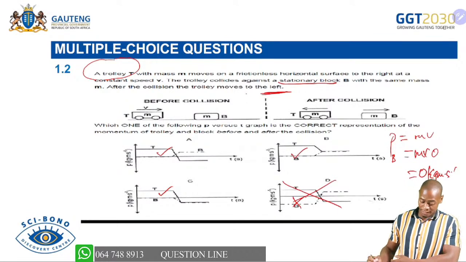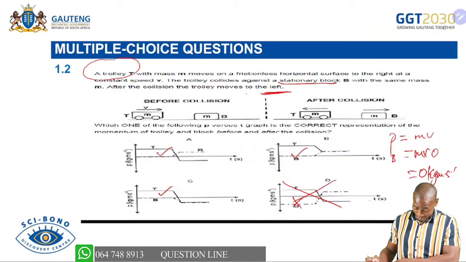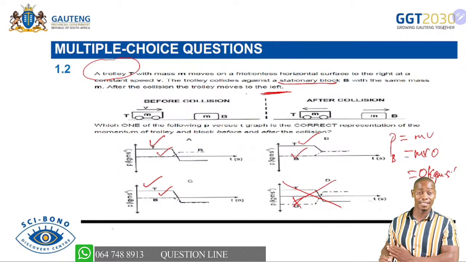Okay, let's check the initial momentum of T, or trolley T. So trolley T has a certain momentum, right? Initially, it has a momentum when it comes to option A, it has momentum when it comes to option B, it has momentum when it comes to option C. Remember, D is already out.